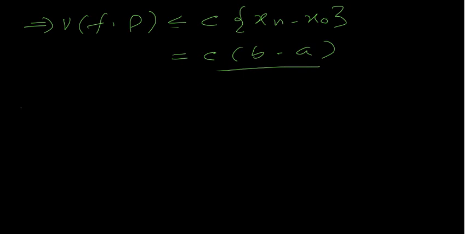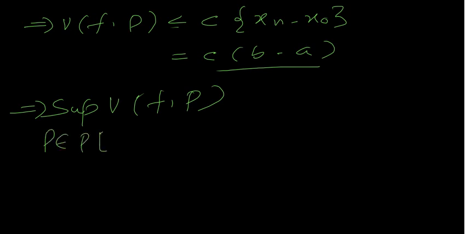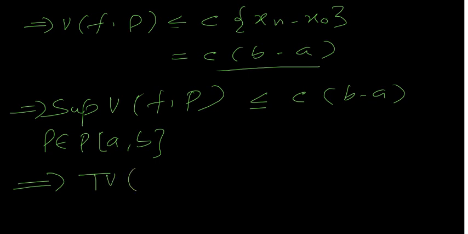So every variation is less or equal to this, which means this is an upper bound of the set of the variations. So the supremum will be less or equal to this upper bound, because the supremum is the least upper bound of the variations. The supremum of V(f, P), where P belongs to the partitions of [a, b], is again less or equal to c times b minus a, but this supremum is actually the total variation. The total variation of f is less or equal to c times b minus a, which is a finite number.